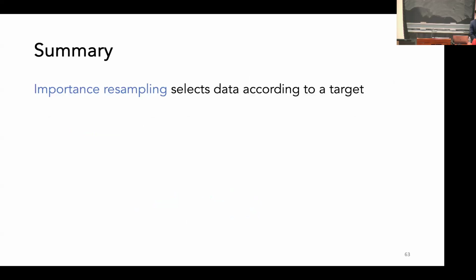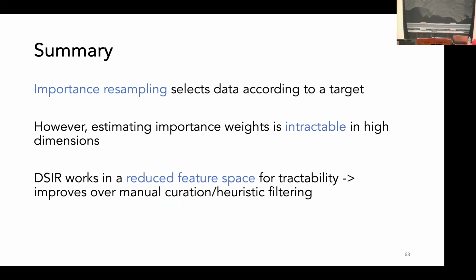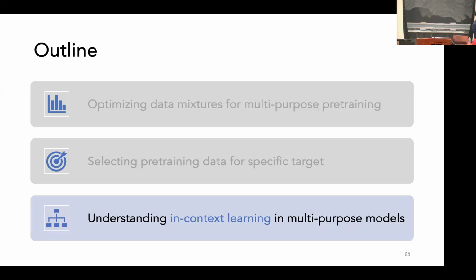So as a summary, importance resampling is a classic algorithm for selecting data according to a target distribution. But it depends on estimating importance weights, which are intractable to do in high dimensions. Our algorithm DSIR works in a reduced feature space to make this tractable, and it results in a large-scale curation algorithm that improves over both manual curation and heuristic filtering.